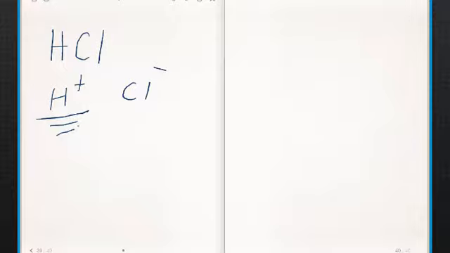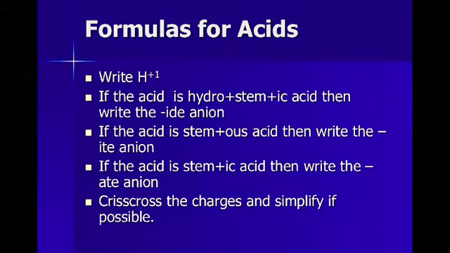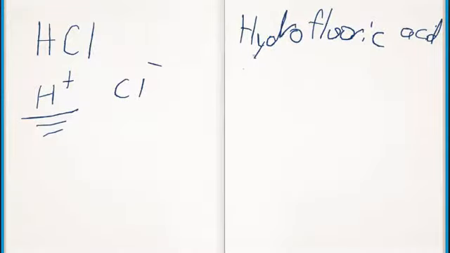So all we have to do is figure out how to name acids and how to write formulas for acids. So this is how you write formulas for acids. Go ahead and pause here, get this in your notes, and come right back. This is an example of an acid, hydrofluoric acid. How do you know by looking at the name that it's an acid? Yeah, because it has acid in the name. All acids start with H, or all acids have the word acid in their name.